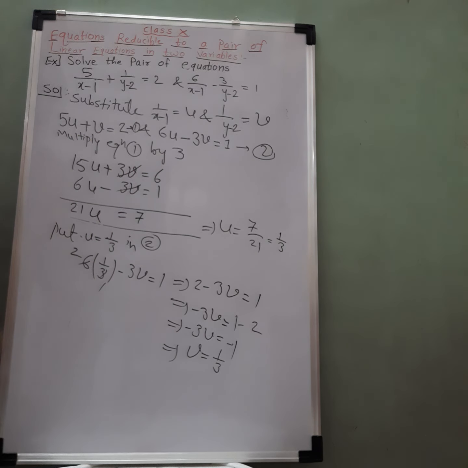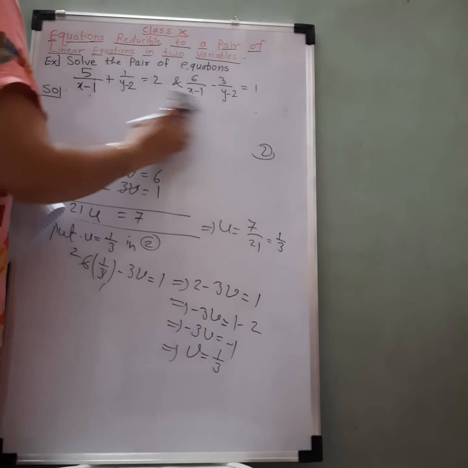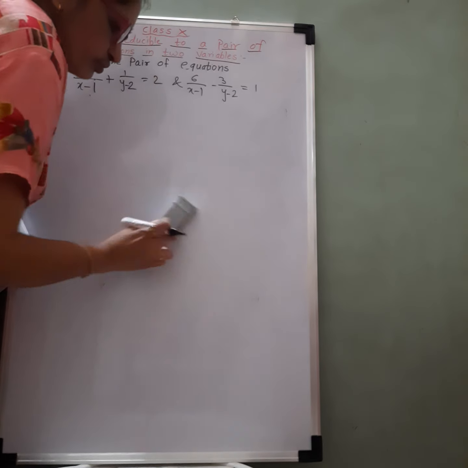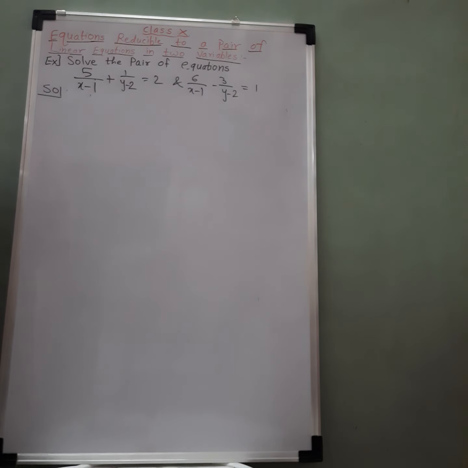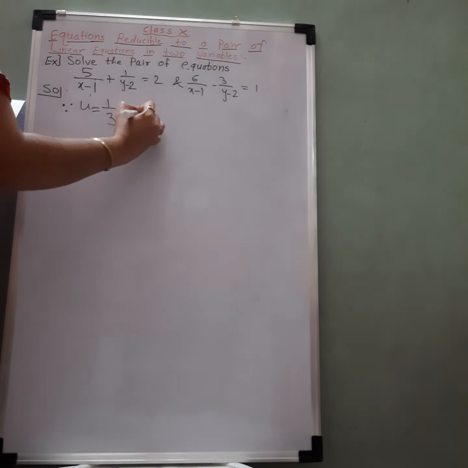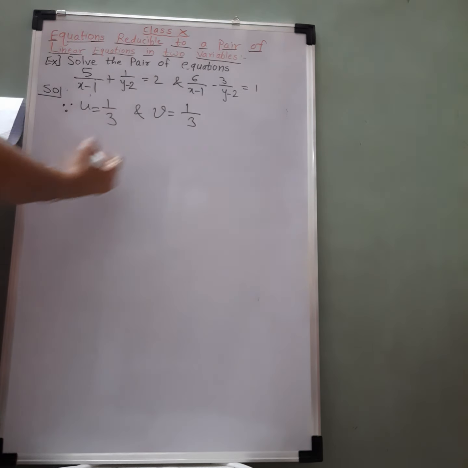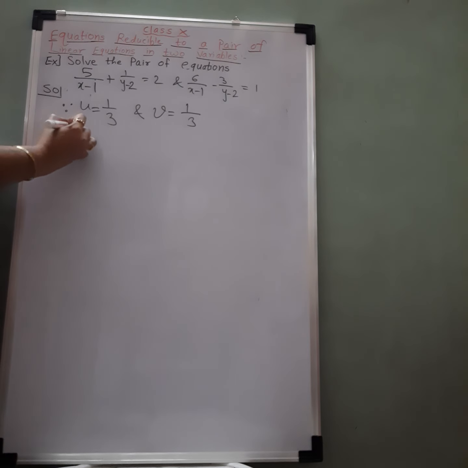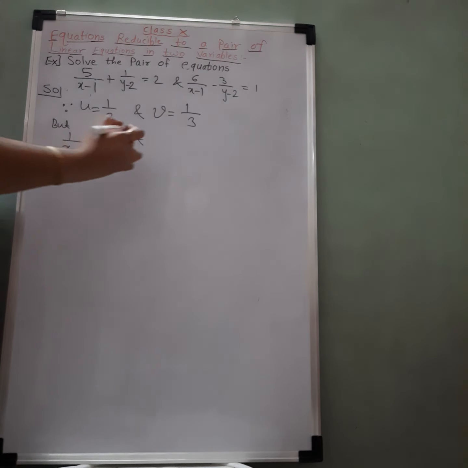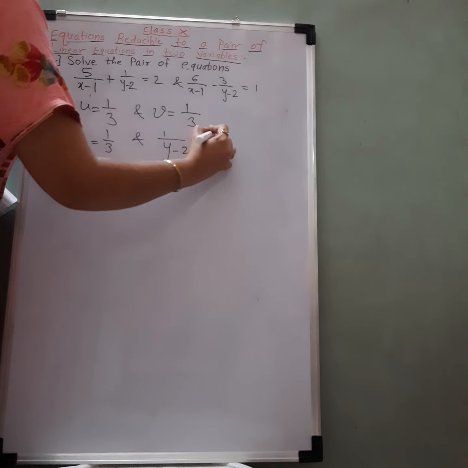Then in the next step, substituting u is equal to 1 upon 3, v is equal to 1 upon 3. In this substitution, since u is equal to 1 upon 3 and v is equal to 1 upon 3, 1 upon x minus 1 is 1 upon 3 and 1 upon y minus 2 is equal to 1 upon 3.